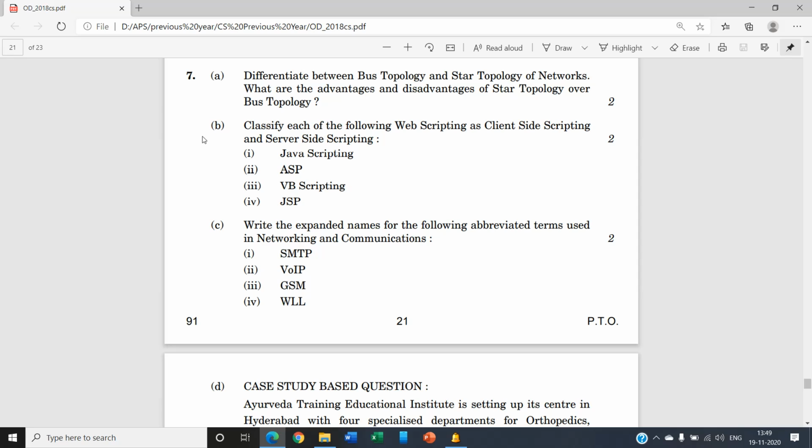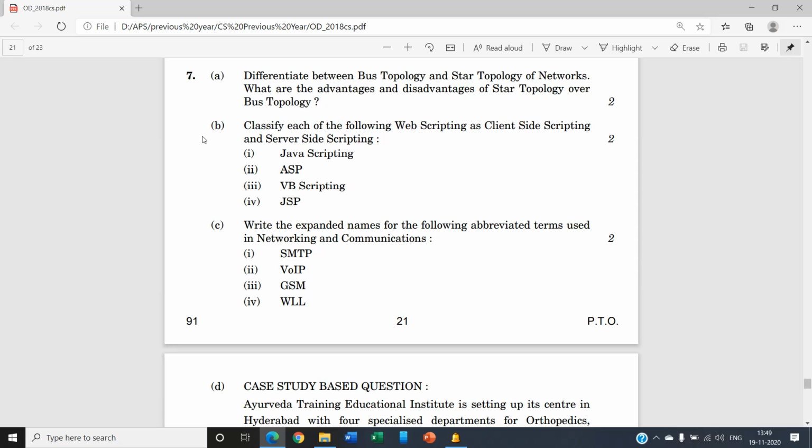Differentiate between bus topology and star topology of a network. What are the advantages and disadvantages of star topology over bus topology? That's really very simple. You can say that this cannot be more easy. In bus topology, all the clients are connected to a central backbone, right? And in the star topology, all the clients are connected centrally with the help of a switch or a hub, right? So this is a simple difference.